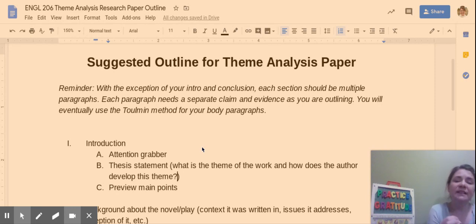And then your thesis statement also needs to briefly explain how the author is developing this theme. What's the central conflict that they're using, or what are the central symbols, or what's the central characterization that they're using to develop this theme. And then you're going to preview some of the main points that you're working through in your paper.